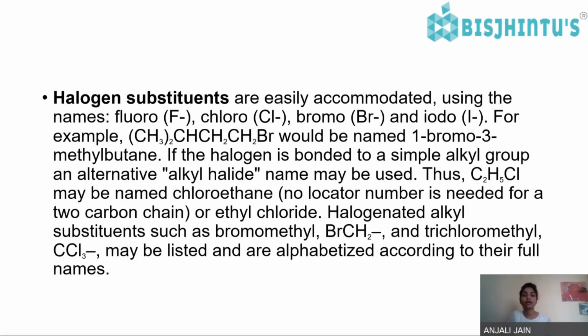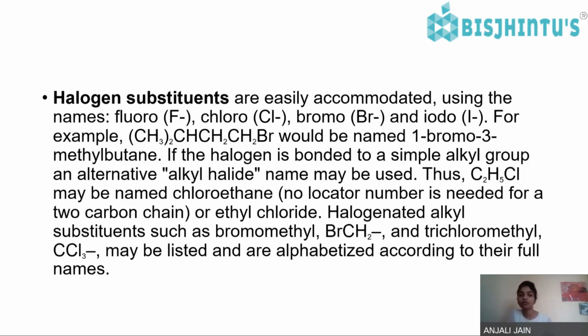If the halogen is bonded to a simple alkyl group, an alternative alkyl halide name may be used. Like if it is attached to an alkyl group of butyl, a 4-carbon chain, the alkyl halide is like bromobutane, butyl bromide. I can say it like this. Thus, C2H5Cl may be named as chloroethane.